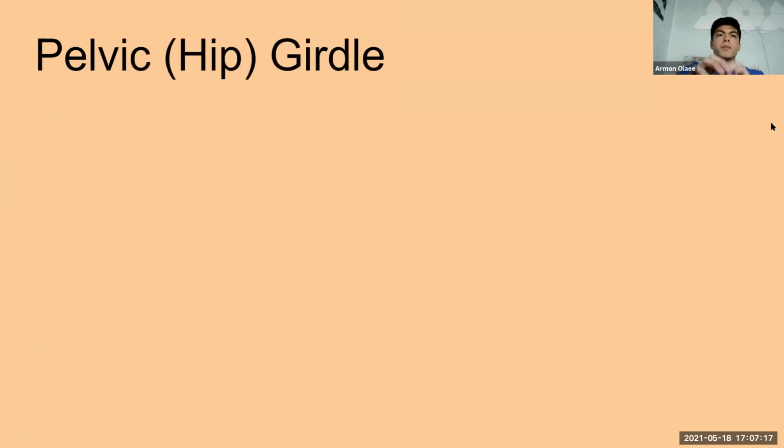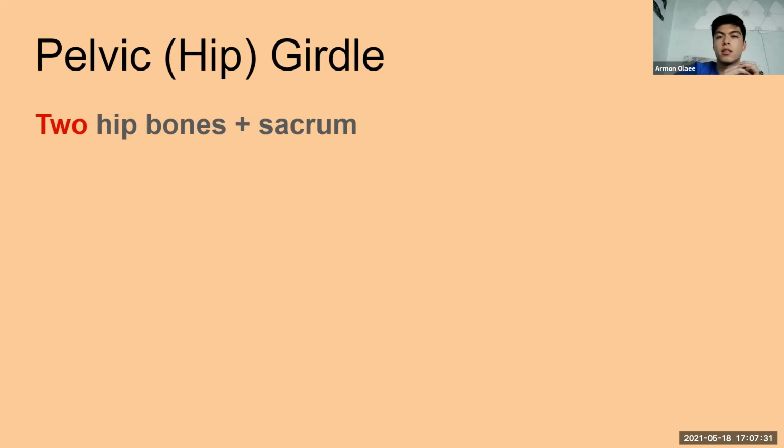And moving on towards the lower part of your body is the pelvic or hip girdle. This consists of 2 hip bones and your sacrum. Does anybody know what the 3 bones of your hip are called? Can anybody name the 3 bones of your hip?